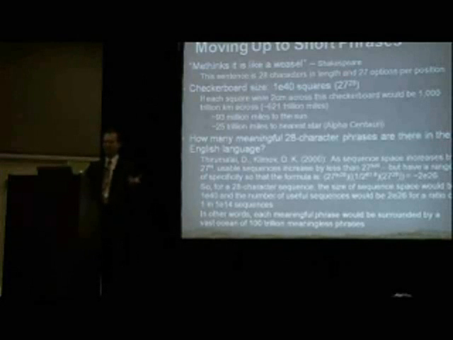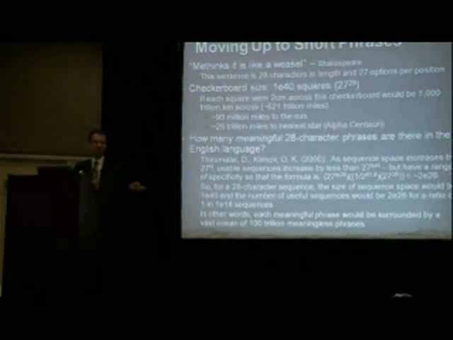So you keep going. Let's look at "Methinks it is like a weasel" from Shakespeare. This is one of Richard Dawkins' famous phrases, where he has an algorithm by which his computer generates "methinks it is like a weasel" in a few generations. The checkerboard size for this 28-character sequence is 1 with 40 zeros after it. That's a huge number. It's 27 rather than 26 because he uses spaces, which is another character for a sequence. So instead of 26 characters, there's 27, and "methinks it is like a weasel" has 28 characters in it. So it's 27 to the power of 28. That's where I get the 10 to the exponent of 40.